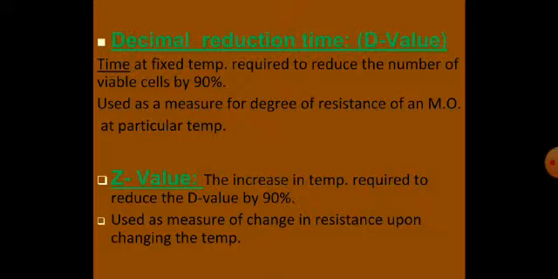Again, the D value is the time at fixed temperature required to reduce the number of the viable cells by 90%. Here we measure the degree of resistance of microorganism at particular temperature. Z value, the increase in the temperature required to reduce the D value by 90%. Here we change the temperature in order to obtain reduction in the D value, and so we measure here the change in resistance of the microorganisms upon change in the temperature.